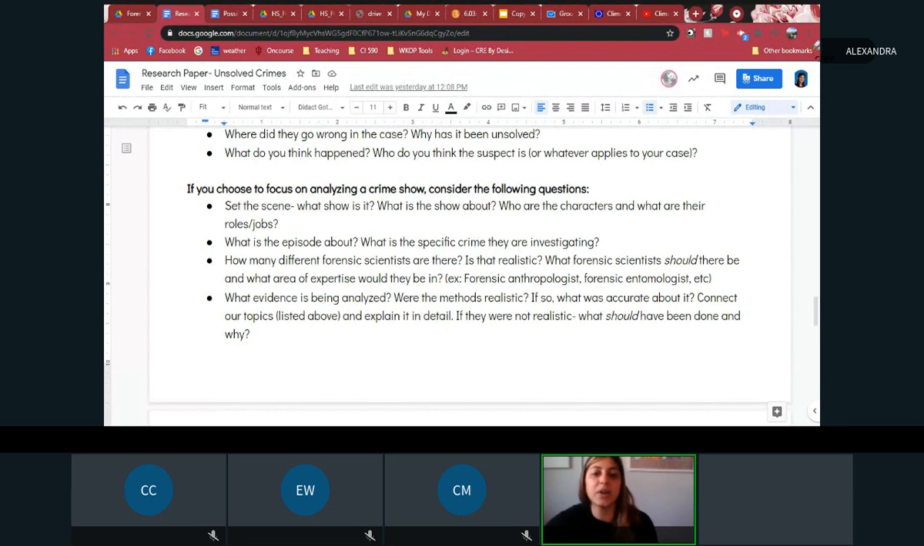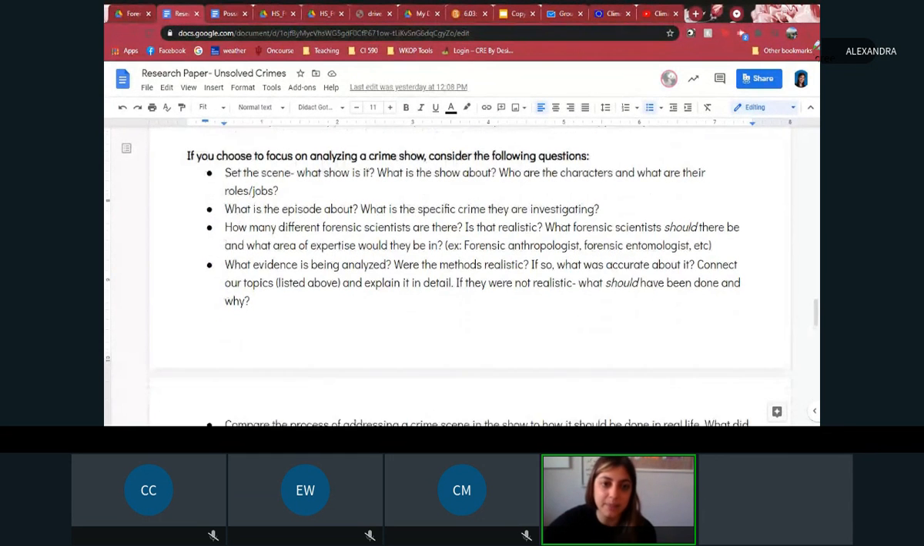Were the methods realistic? If so, what was accurate? Connect our topics, again, from that list above and explain it in detail. If they were not realistic, what should have been done and why? So giving me the reasons, was it realistic? Was it not? Always coming back to that why, right? The reasoning, giving me the details.